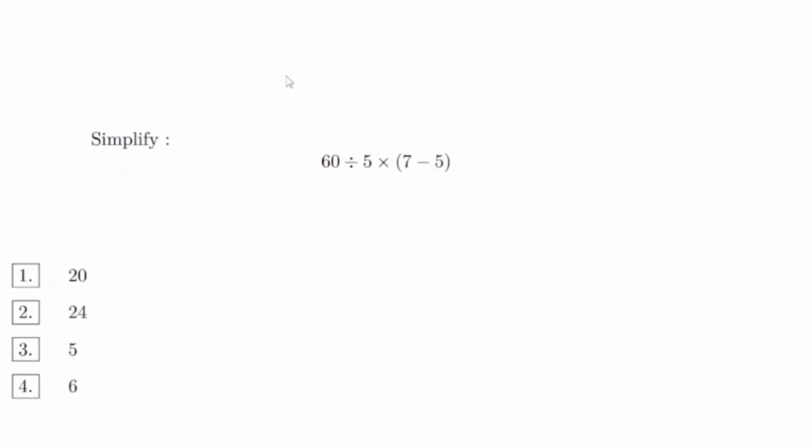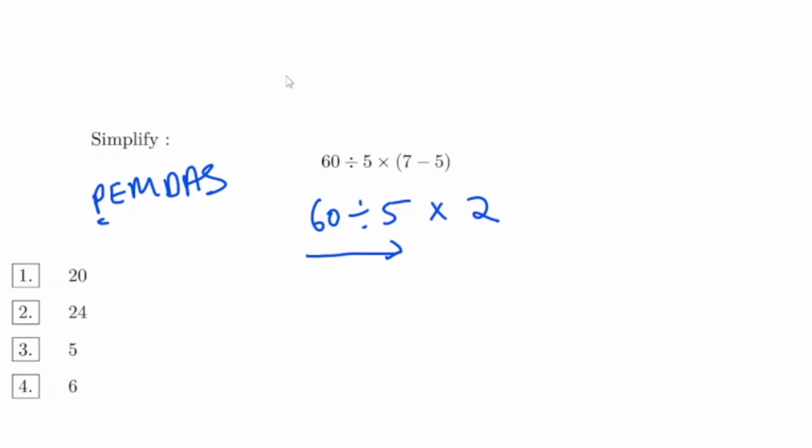Simplify 60 divided by 5 times 7 minus 5. Again, to know which order we should do it, we follow PEMDAS. We'll do what's in parentheses first. So this is 60 divided by 5 times 7 minus 5, which is 2. And then we go on to do multiplication or division, starting with whichever operation comes first on the left. So this comes first. 60 divided by 5 is 12, times 2. 12 times 2 is just 24. So this is the correct answer.